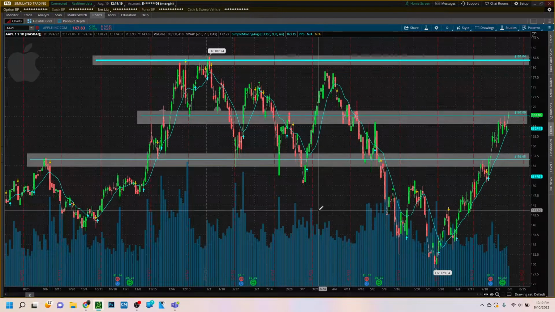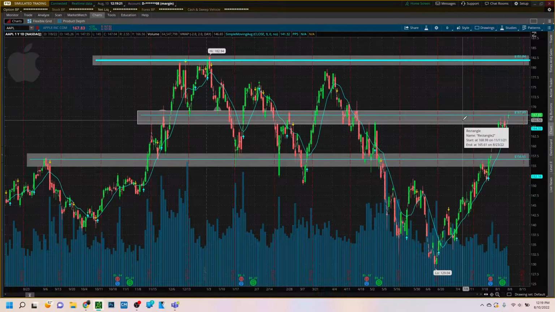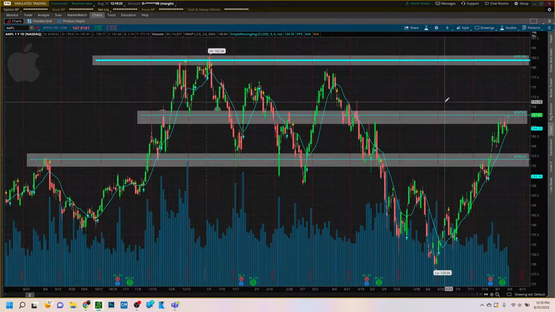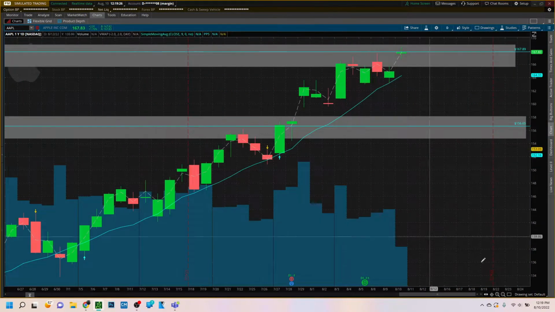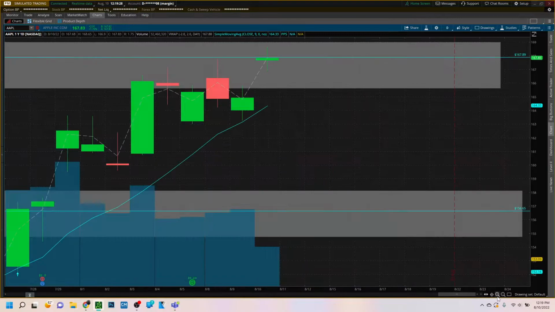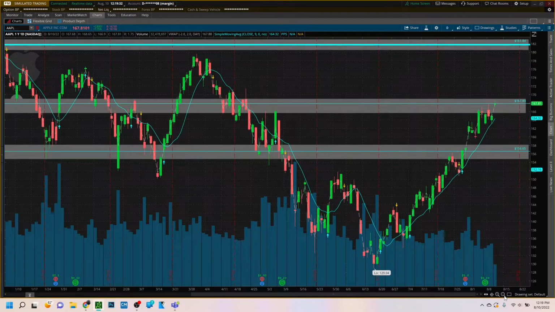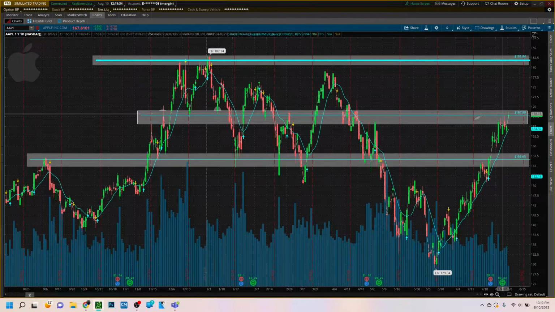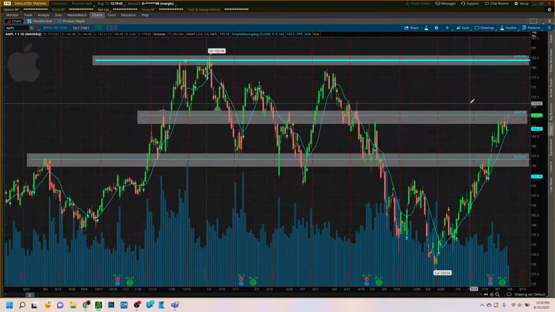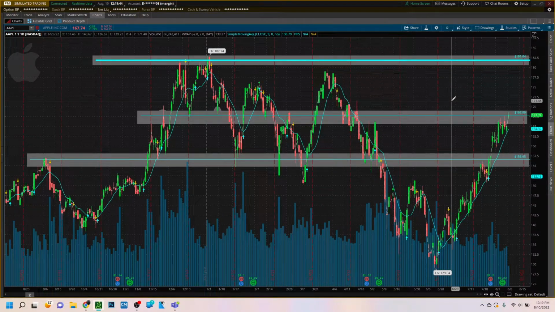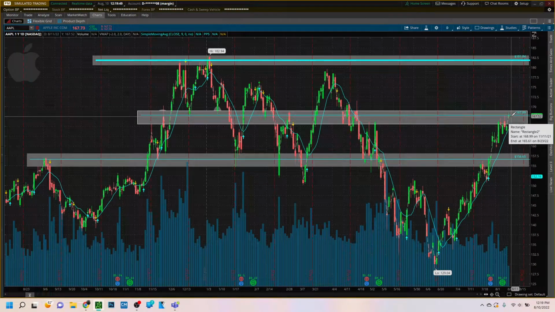So let me break down exactly what I would do for where Apple is today. As we're looking at Apple right now, it is currently in one of our supply and demand zones. This one has acted as support, and it has acted as resistance. So in what I'm looking at for this one, I would be looking to take this more short.